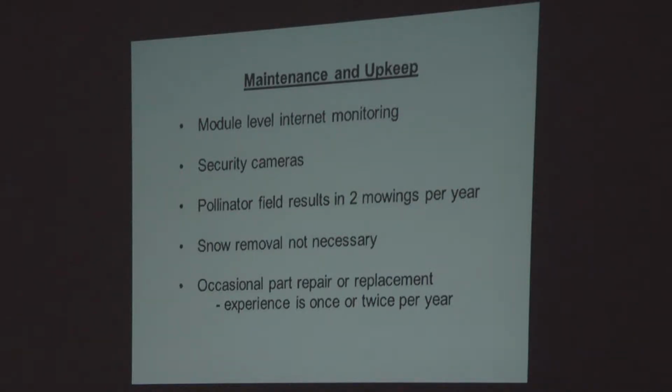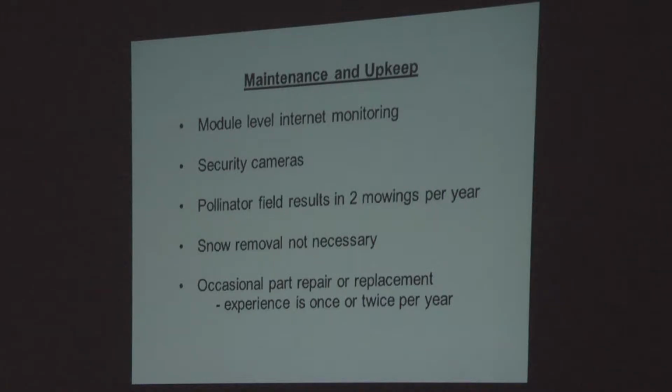The pollinator field, one of the benefits of the pollinator field, the consultant is recommending that once they catch hold in about 2 years, it reduces the mowings to only twice per year. You do it once at the beginning of the spring, and then one more time after August 15th. The plants grow about 2 feet high, which is the bottom edge of the solar module, so it's not a problem. Snow removal or plowing is generally not necessary.